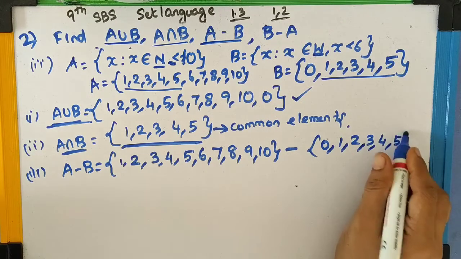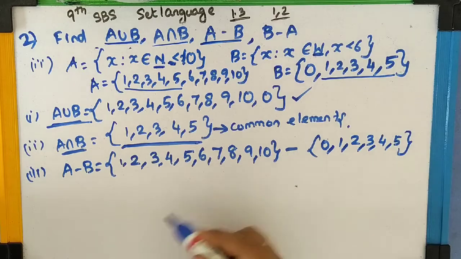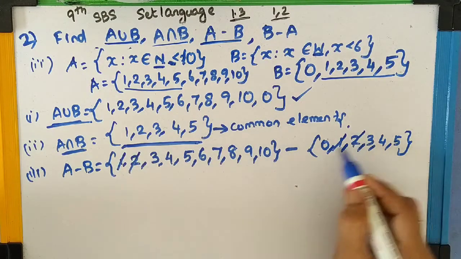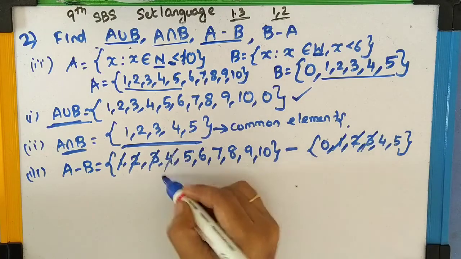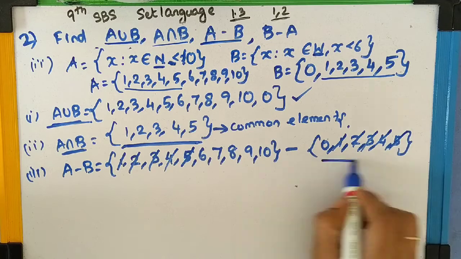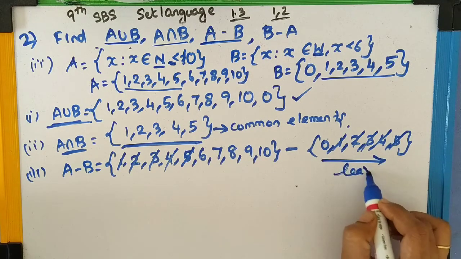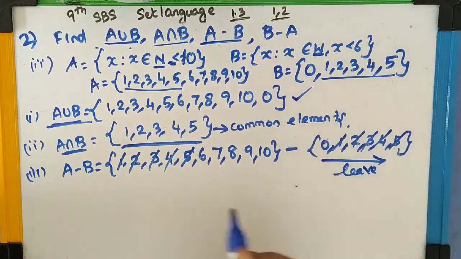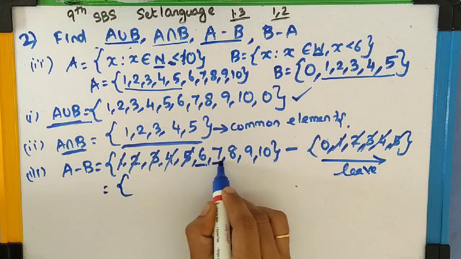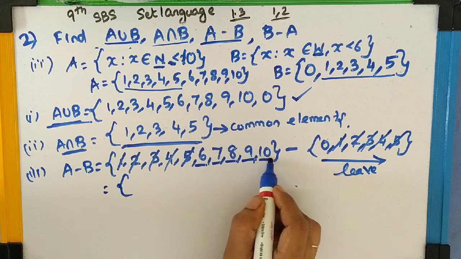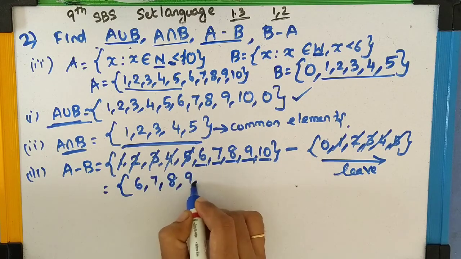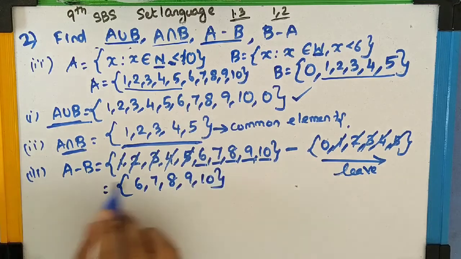What should we do to find the difference? Cancel the common elements: 1, 2, 3, 4 and 5. So I have cancelled the common elements, leave the second set completely and write the remaining terms in the first set. What are the remaining elements? 6, 7, 8, 9 and 10. This is A difference B.